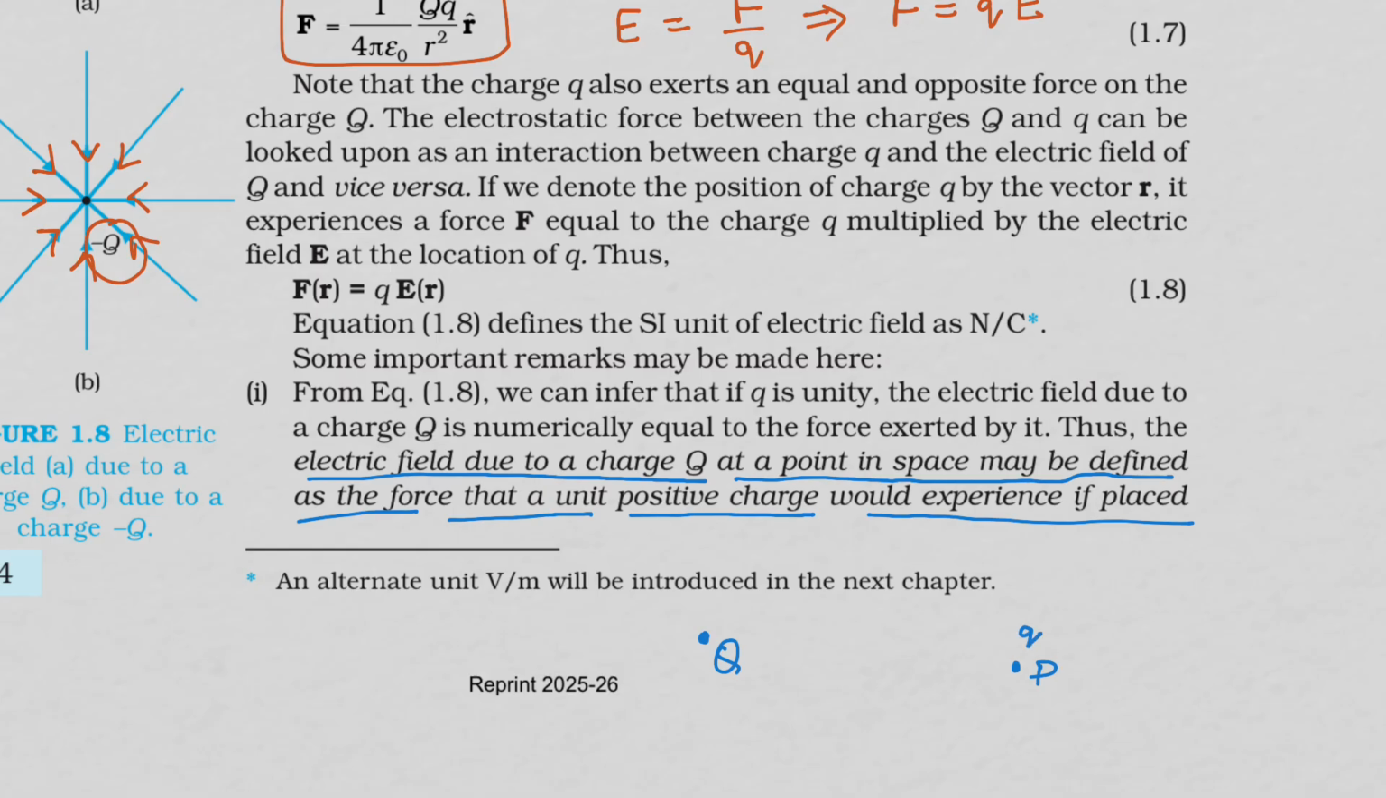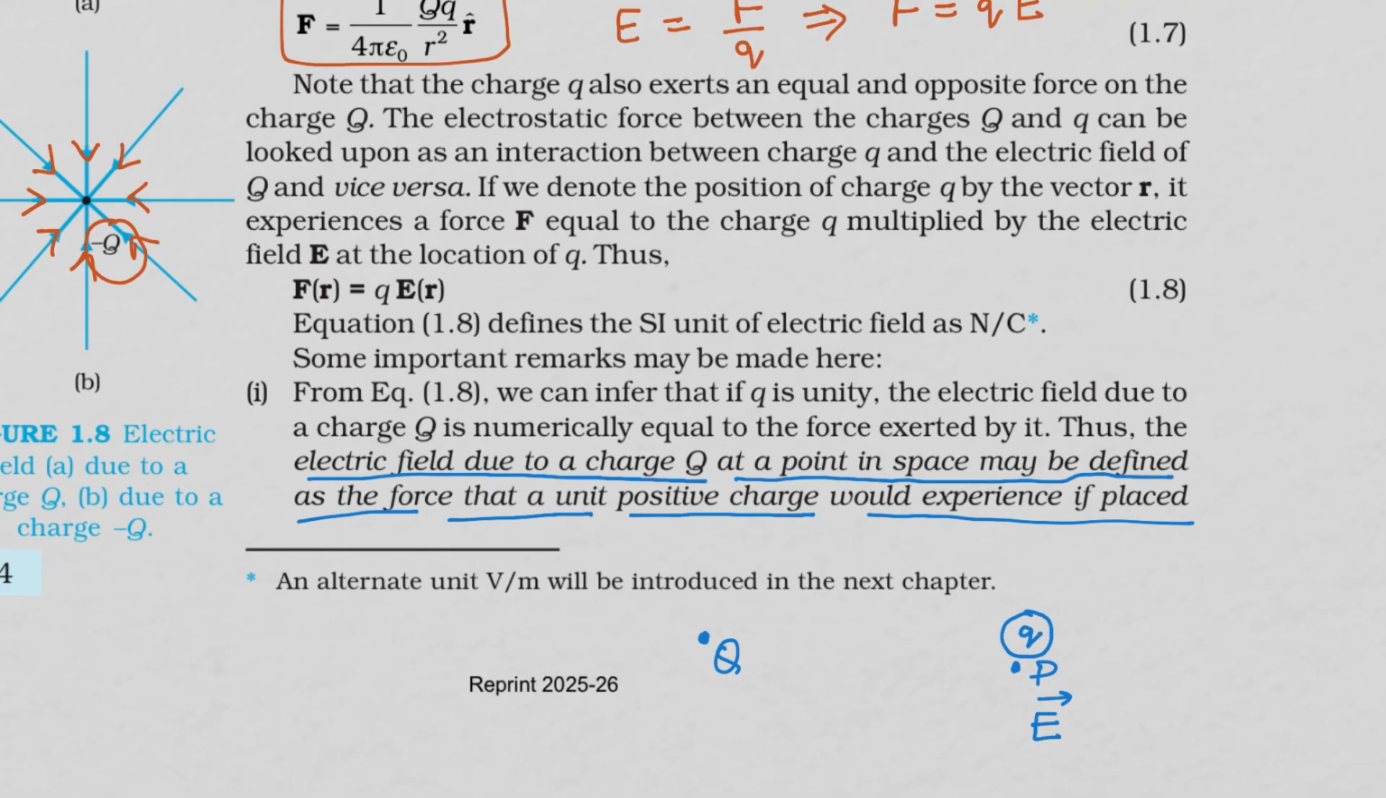Unit positive charge means, unit means 1, the value of the charge is 1 and it is positive. So if we bring a very small positive charge near this region, at a point P, then the force experienced by this small positive charge, unit positive charge, is actually the electric field at that point. So electric field will be experienced right at the point P.